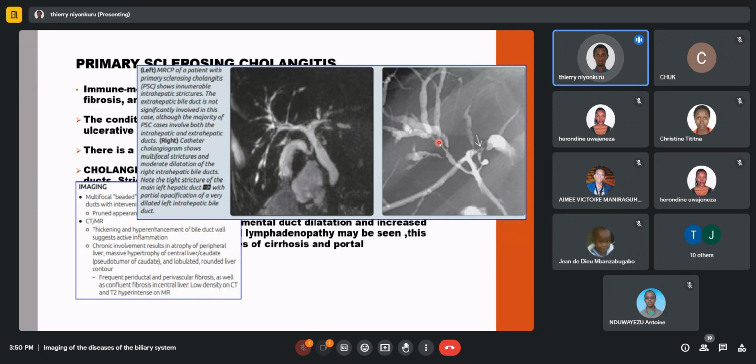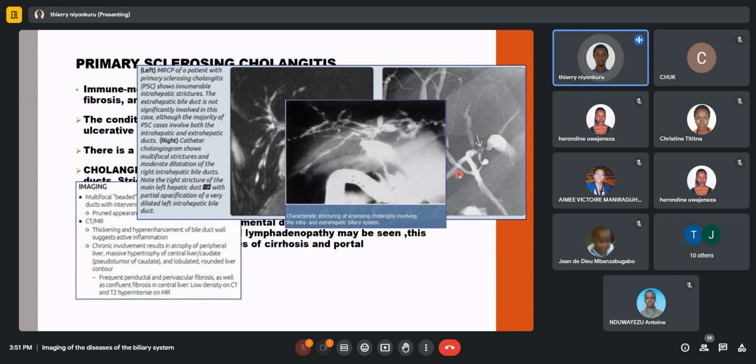Also, we can visualize on this ERCP that you have this structure. You can visualize this structure where it is located in the intrahepatic duct, and it is mainly in the left hepatic duct. And you can see there is this opacification, but on the proximal part, you can visualize that there is bile. The bile ducts are well opacified, but at this level, there is narrowing of the lumen of the left intrahepatic bile duct.